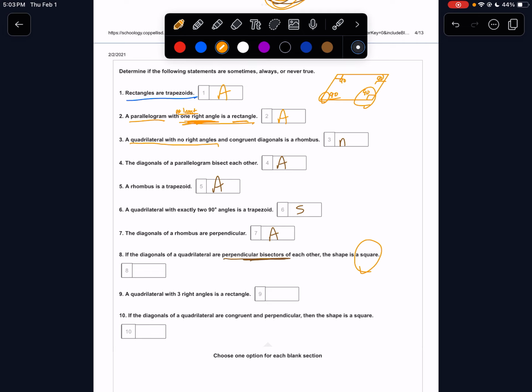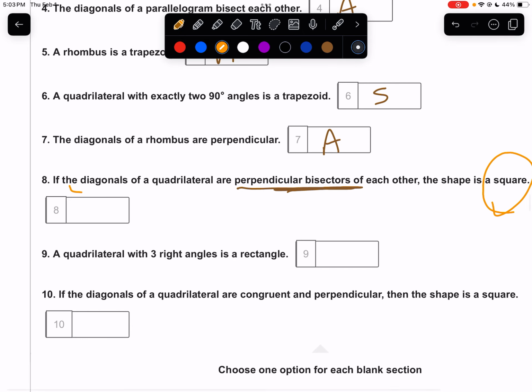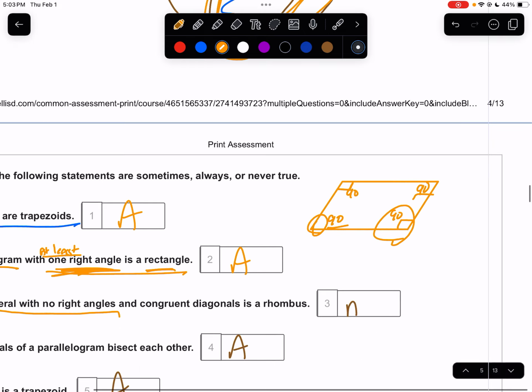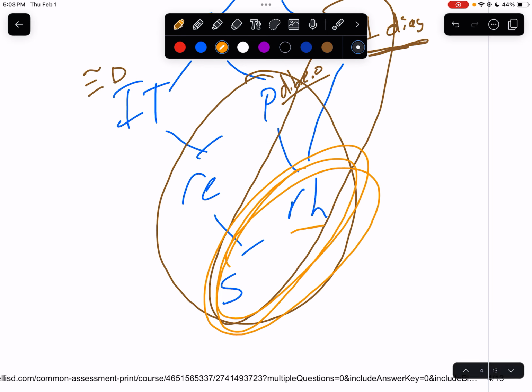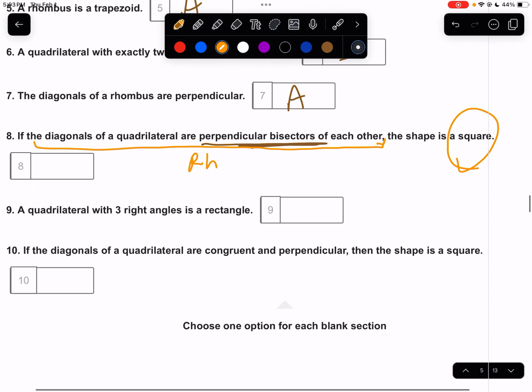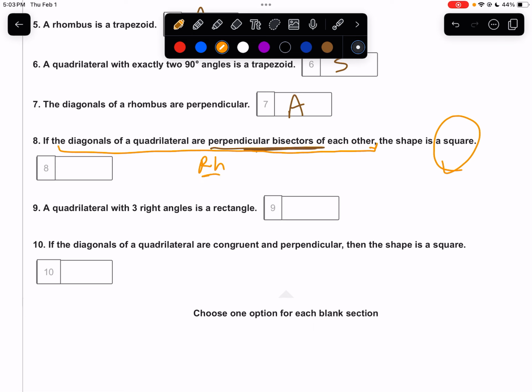Ooh. So let's talk about this. The diagonals of a quadrilateral are perpendicular bisectors. That is code for rhombus, right? If I said, tell me what shape that is, you would have to say rhombus. Rhombus could be a square, but doesn't have to be a square. I can draw this situation with a rhombus without making it a square. So I know it has to be a rhombus, but that means it might be a square. So this question can basically be transformed into a rhombus is a square, and that is sometimes. A rhombus is sometimes a square.